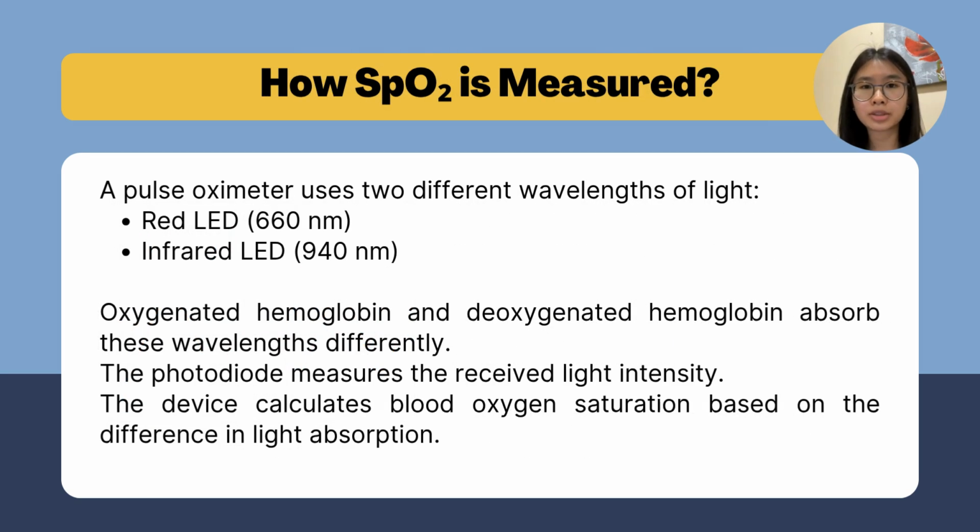A pulse oximeter uses two LEDs with different wavelengths. The first is a red LED operating at approximately 660 nanometers. The second is an infrared LED operating at approximately 940 nanometers. Oxygenated and deoxygenated hemoglobin absorb these wavelengths differently. A photodiode measures the amount of light that passes through the finger. The device then analyzes the differences in light absorption to calculate blood oxygen saturation.